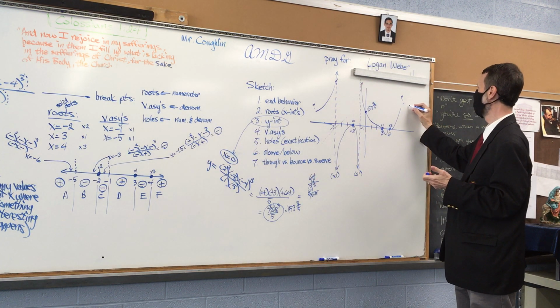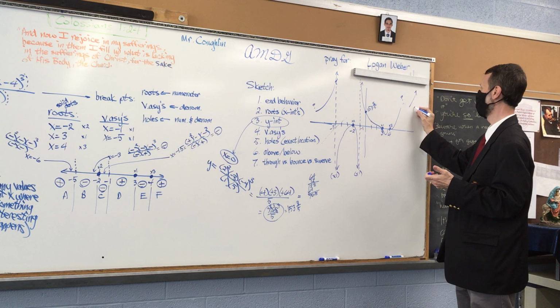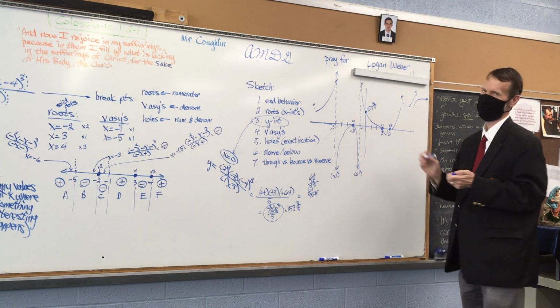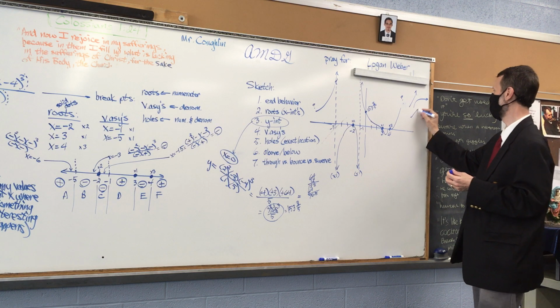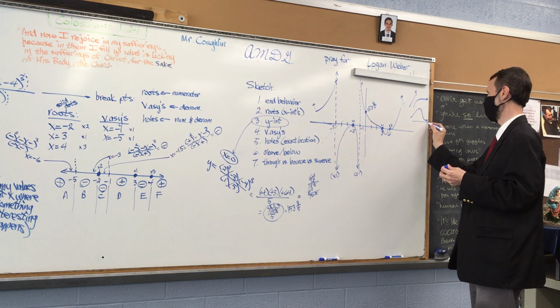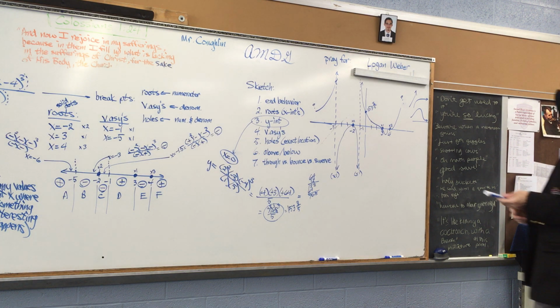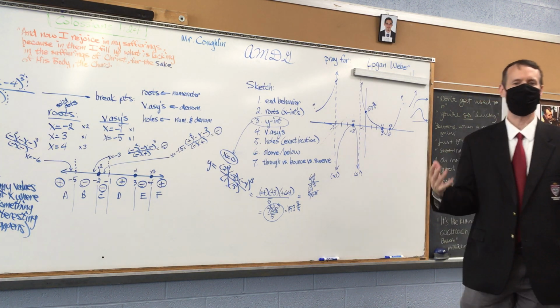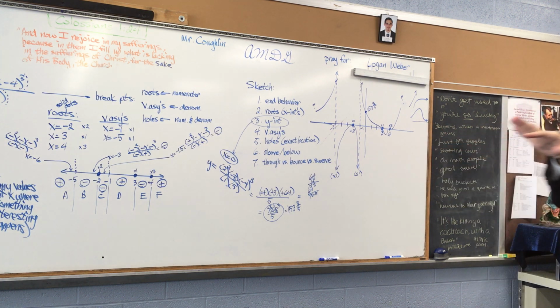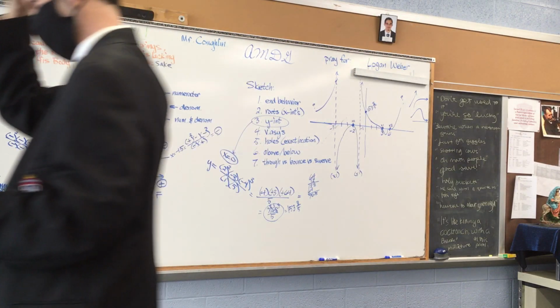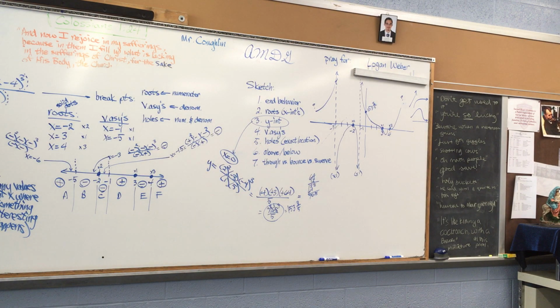Could it do this? Yes. Could it do this and flatten out? Yeah. Could it do this and go back down and just barely skim the x-axis? Yeah. I have no idea what it's going to do. So you want us to put question marks on the end? Yeah, for now. A little later on, I'll show you how to find the actual end behavior, like the infinity and negative infinity. We haven't covered that yet. That's a new lesson.